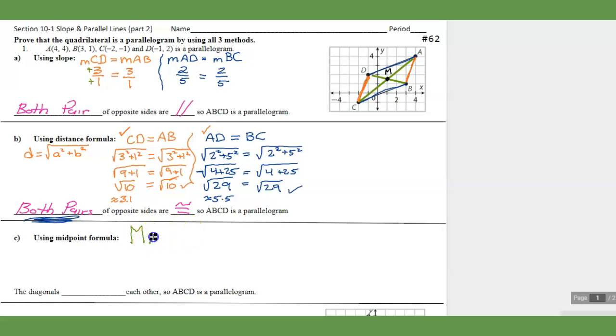I want to show the midpoint of AC is equal to the midpoint of the other diagonal, BD. That's what I'm trying to show. And then underneath the midpoint of AC, we'll do all the work for that, and then all the work for this, and it should be the same X and Y for both.